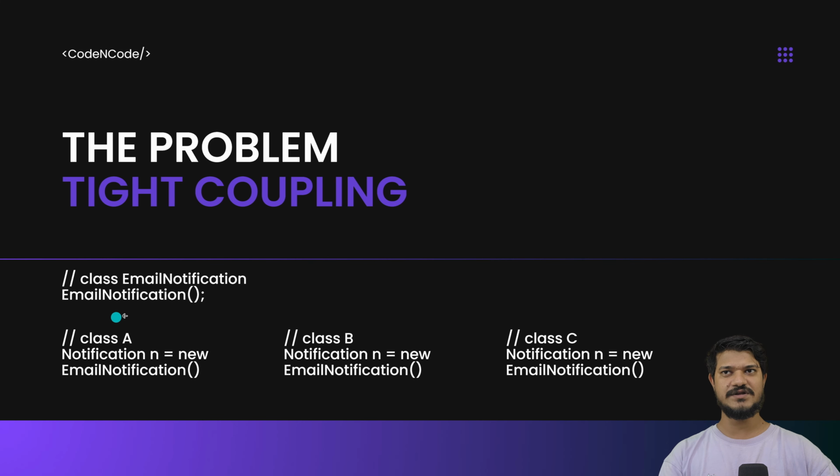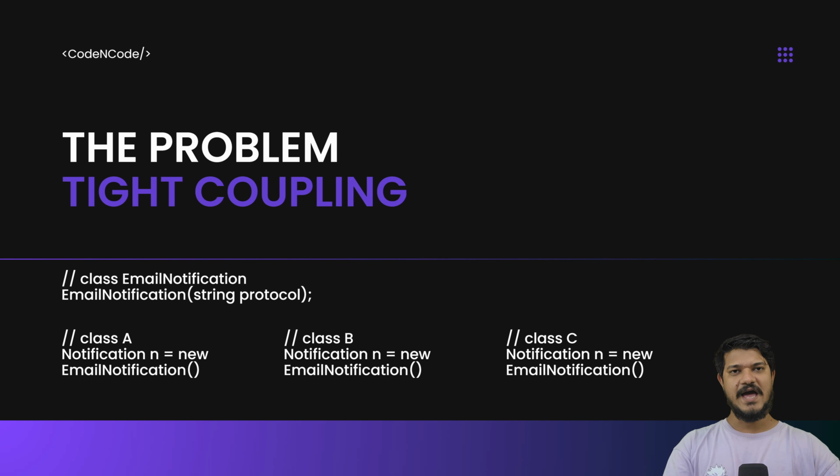If I go back here, initially, let's say class A, class B, class C all were using email notification: notification is equal to new email notification. If you change the logic of creating an object, by logic I mean if you change the parameters of it, all of these classes will have errors. You have to go there and change it. So you see, there is tight coupling.